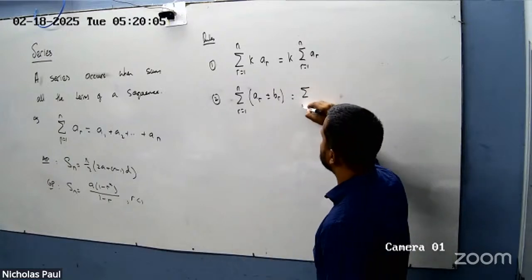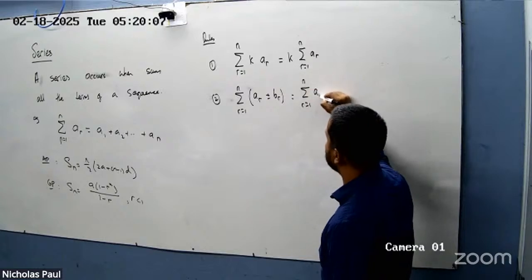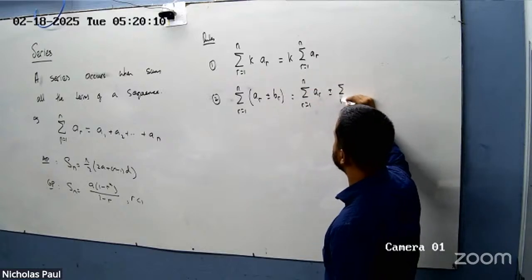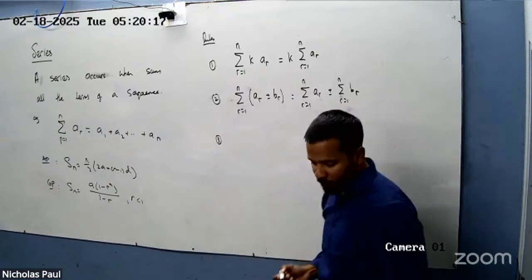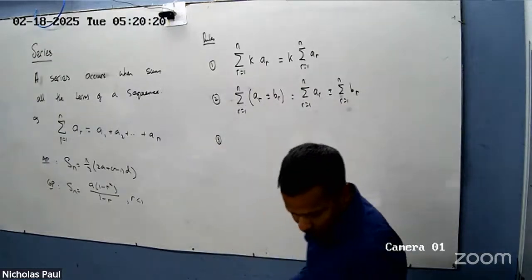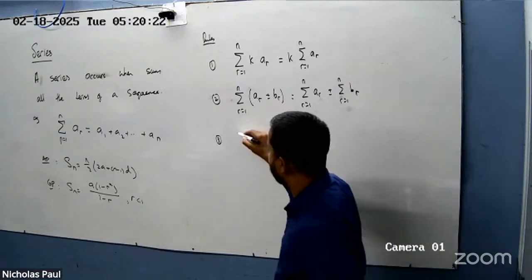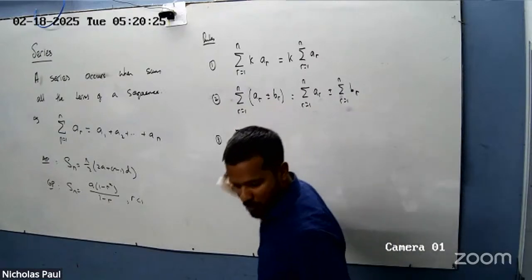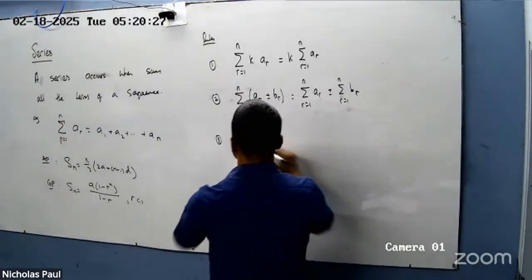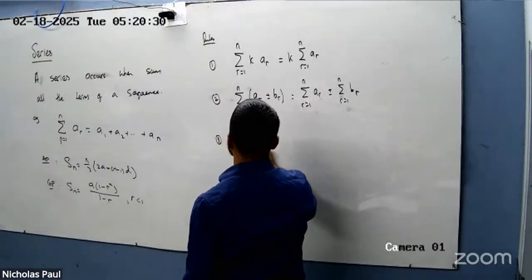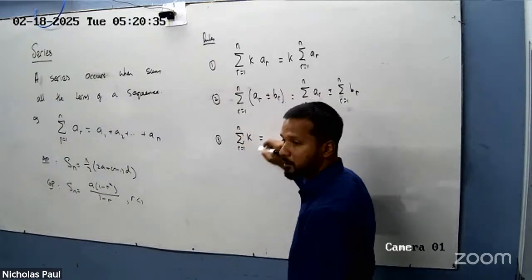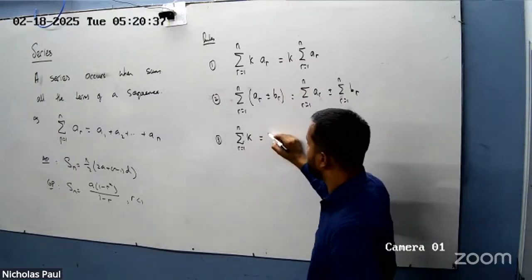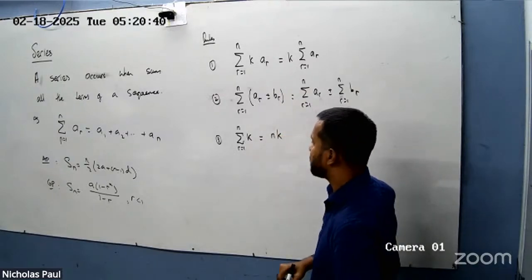So you'll get the summation of r going from 1 to n of a to the r plus or minus the summation of r going from 1 to n of e to the r. Okay? There are some rules for you to remember. What would happen if you sum r going from 1 to n of a constant? What will that be? The constant times n.